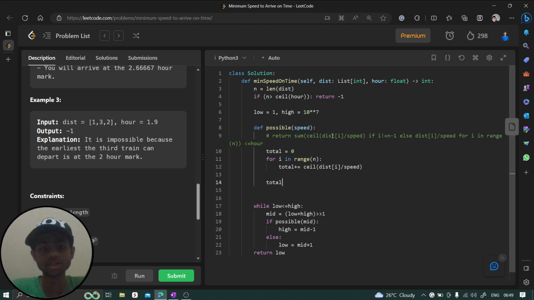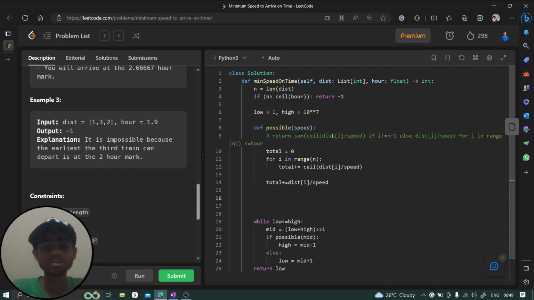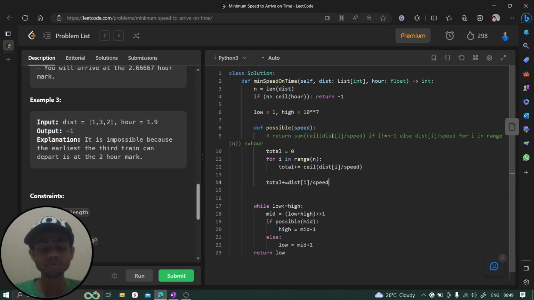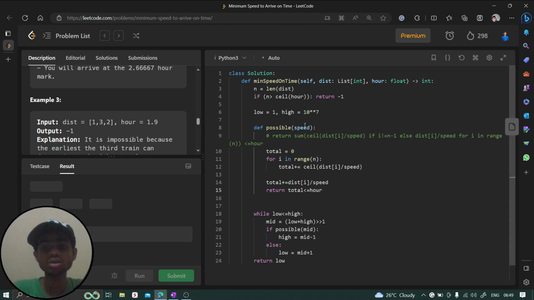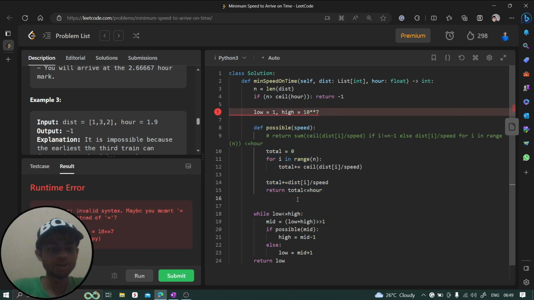After that we are going to say total plus equal to distance of i divided by speed. Here we are not using a ceil. Why? Just because we know the last train, we don't have to wait for the next train, right? And then we can simply return whether total is less than or equal to hour, right? Now let's see whether that's working fine or not. So simple thing guys, this double line which I commented and this whole thing are the same, right? So we got an error, so we can't use this thing here, so we have to say it like this.